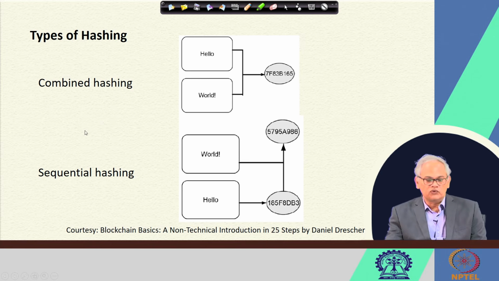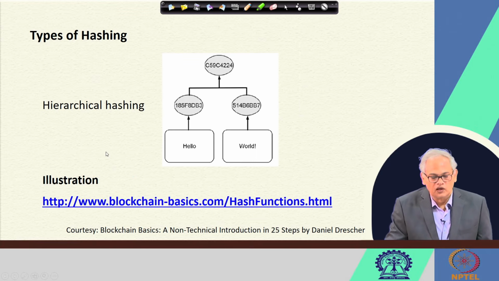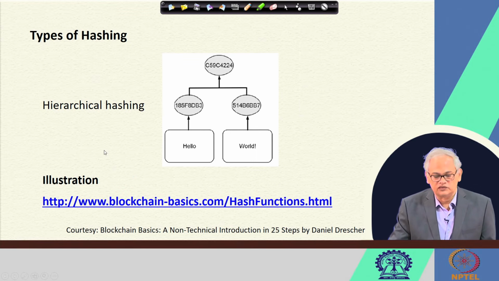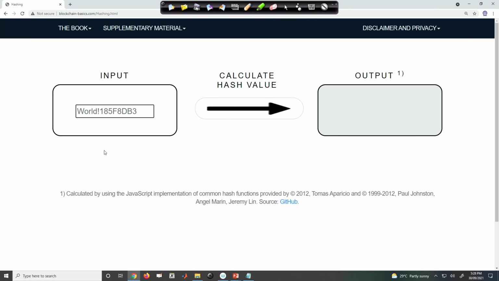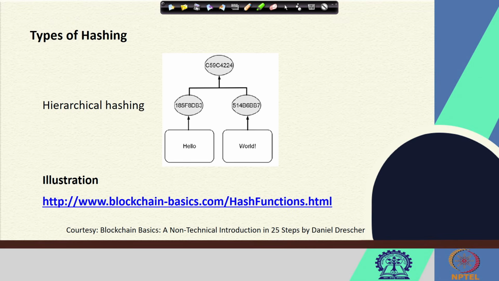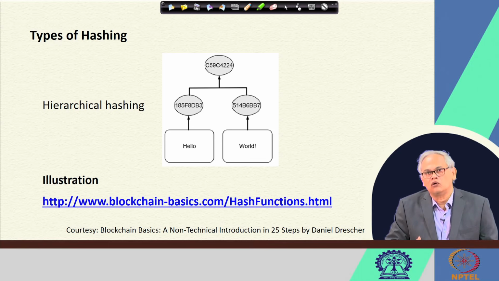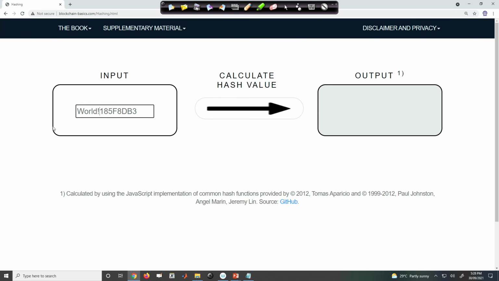And then finally, we take a look at hierarchical hashing. So, what we do here is that we first hash hello, we get an output, and then we hash world exclamation independently, and then we get back to these two hashes and apply the hashing on that. So, let us try to do that. So, first we have this hello, we get this as the output.